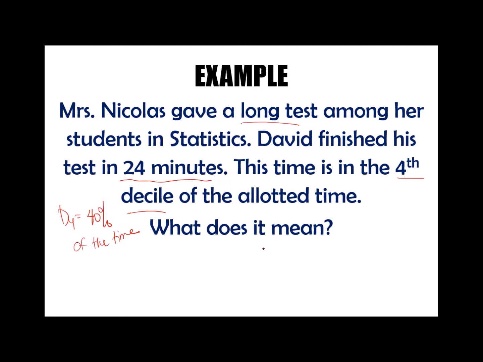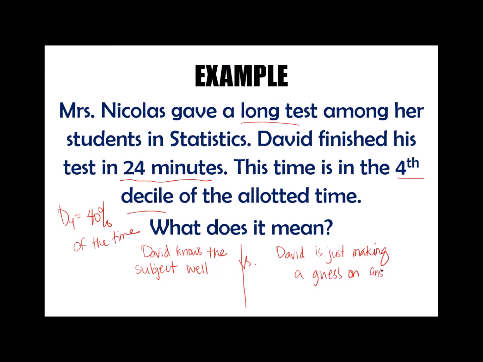Okay, now what does it mean? There are two possibilities. It is either David knows the subject, that's why he is at that speed, or, versus, David is just making a guess in answering the test.